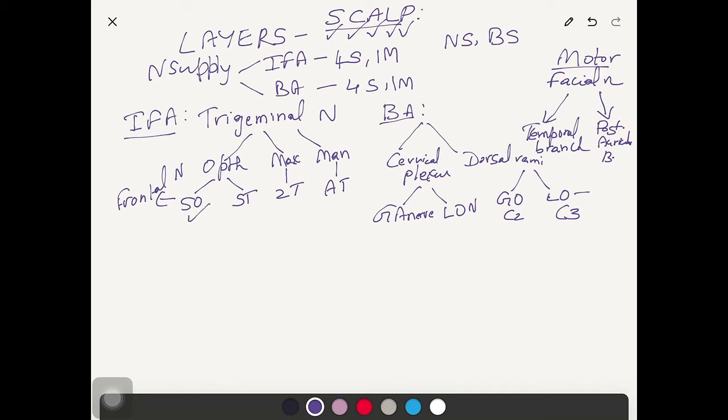So in front of the auricle: supraorbital, supratrochlear, zygomaticotemporal, auriculotemporal, and the temporal branch of the facial nerve. Behind the auricle: greater auricular nerve, lesser occipital nerve, greater occipital nerve, third occipital nerve, and the posterior auricular branch of the facial nerve.